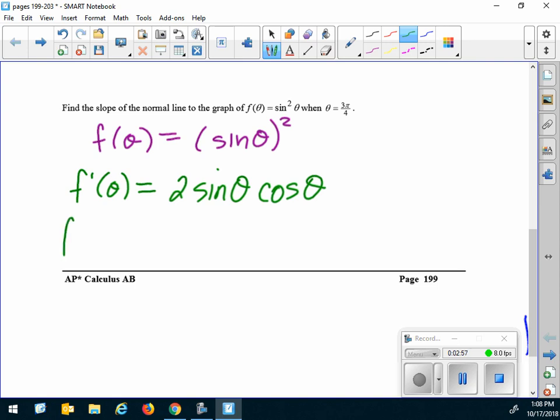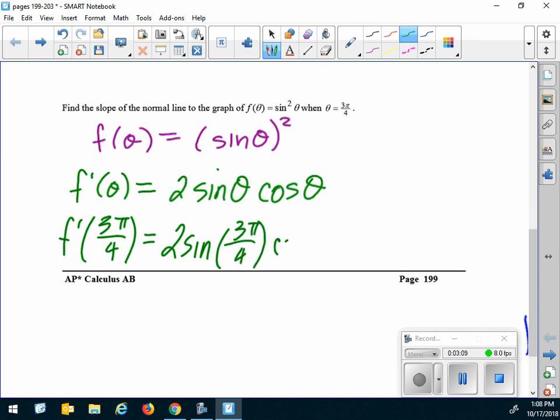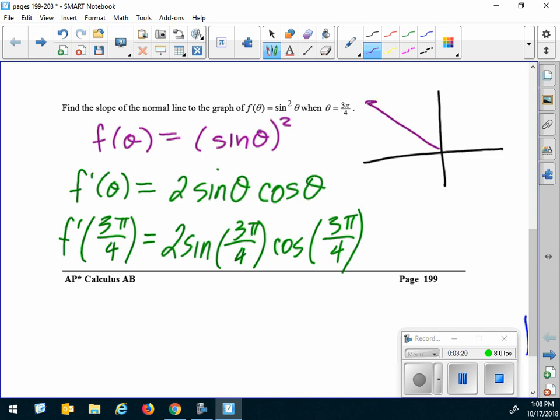Now I want to find the derivative at 3 pi over 4. So 2 sine of 3 pi over 4 cosine 3 pi over 4. The darn unit circle just won't leave you all alone, will it? There's 3 pi over 4. What's your reference angle? Pi over 4. Trying to fit. It's fine. I don't care if you work your hand.